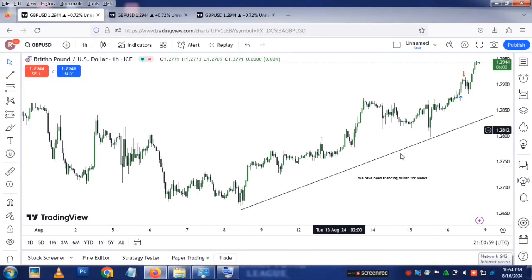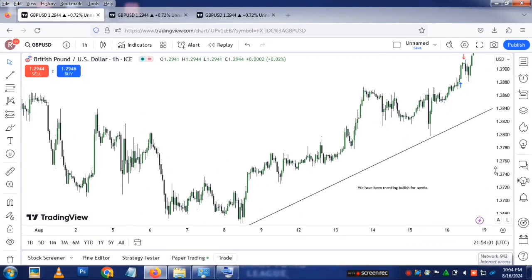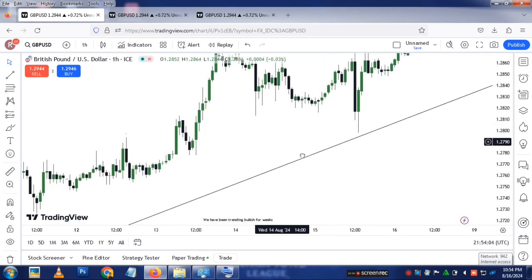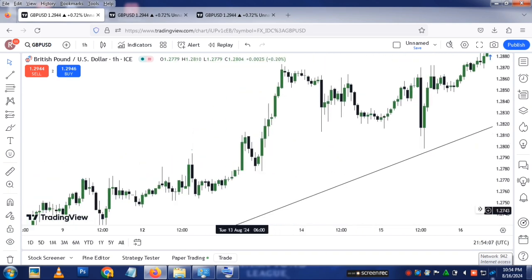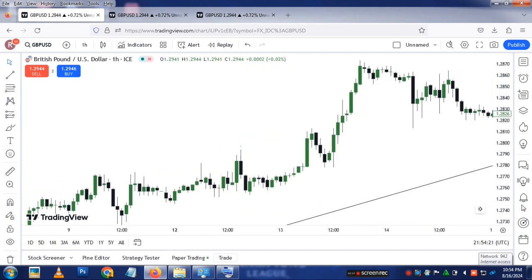Yeah, so we are on a bullish trend on GBP USD. So you want to see price moving towards the upside. First of all, this is the 1 hour time frame. So you pick your open of the day.